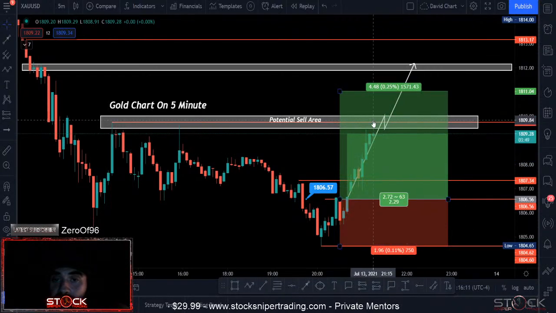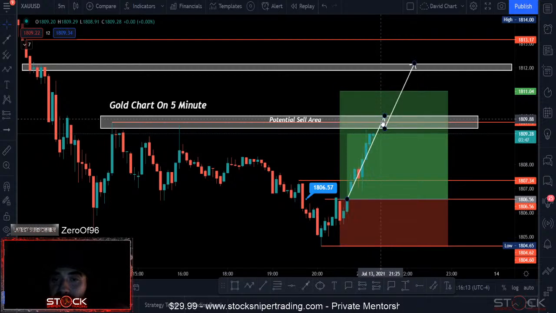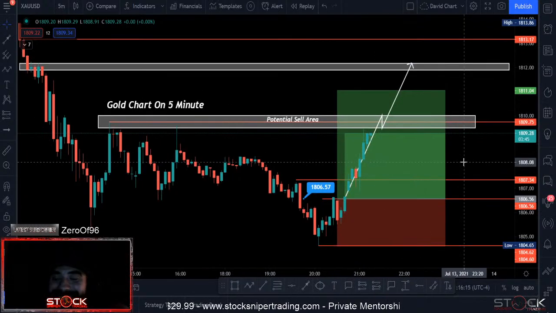But for now, let's get back to gold and let's see if we can get a bullish break potentially in this area right here, maybe consolidate for a bit before we make a nice next leg up.